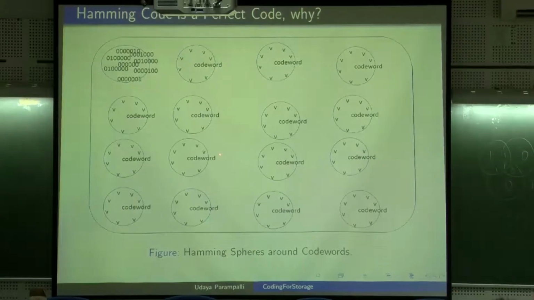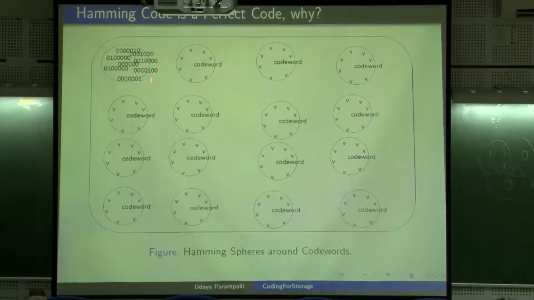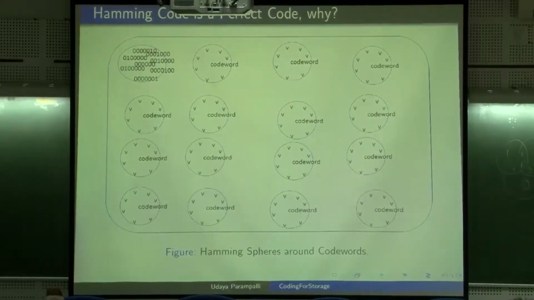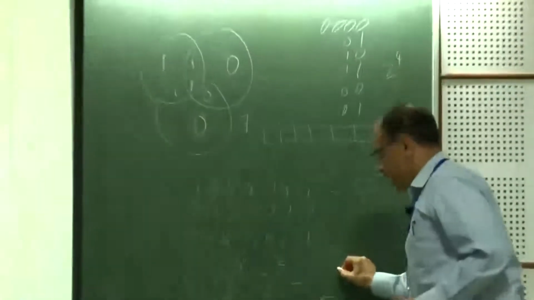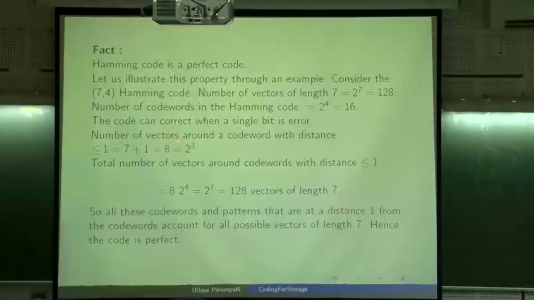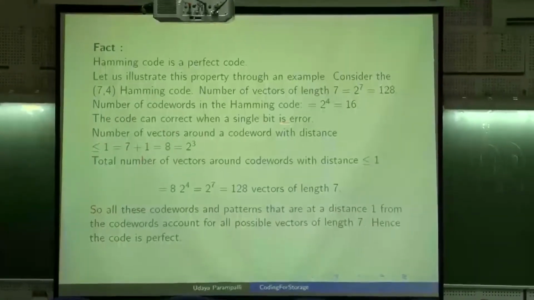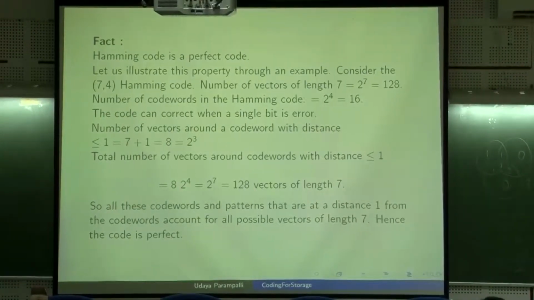So now let's count them. How many words are there in one sphere? 7 plus 1, that is 8, so 2 to the power of 3 words, and there are 2 to the power of 4 such spheres. So 2 to the power of 4 times 2 to the power of 3 exhausts all possible words of length 7. That's why the Hamming code is a perfect code, because you can actually compute it. The number of words within distance at most 1 of the code words covers the entire space.